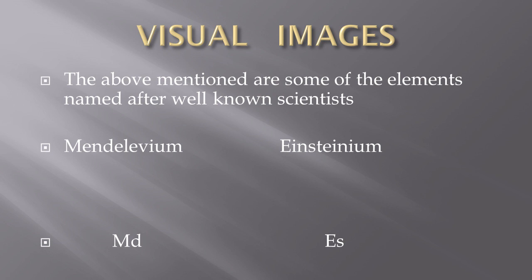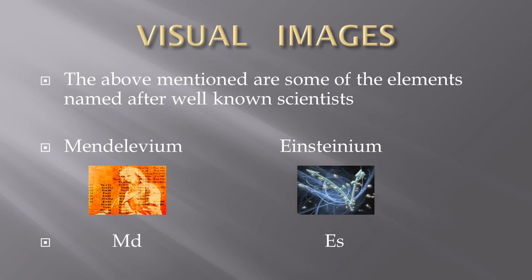I am just giving you two examples of visual images. Number one, Mendelevium. You see the photograph of Mendeleev as a visual image for that element. And second is Einsteinium. You see the picture of space because his theory of relativity is connected with space, that is E equals mc squared.